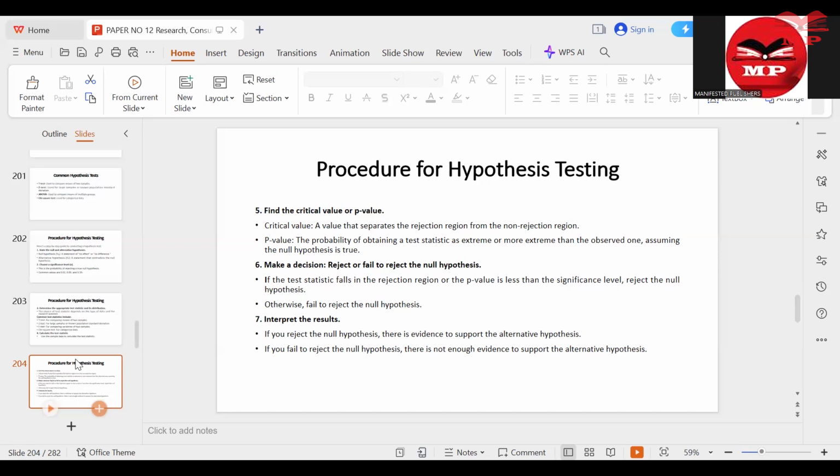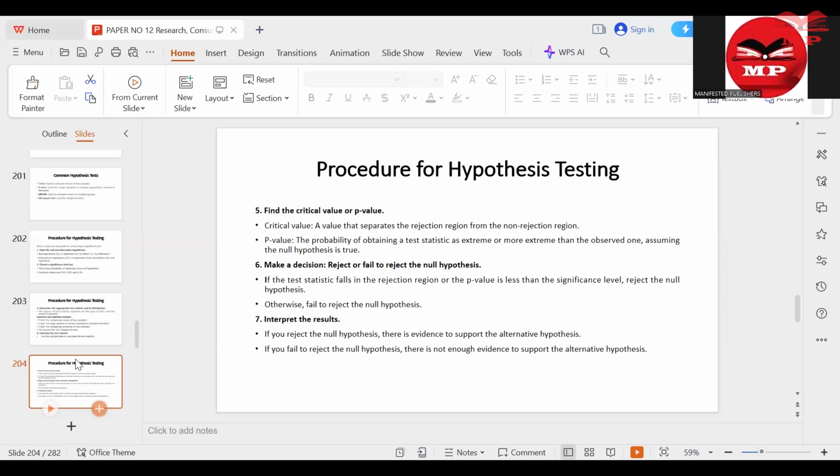Step 6, make a decision, that is, reject or fail to reject the null hypothesis. If the test statistic falls in the rejection region or the p-value is less than the significance level, reject the null hypothesis. Otherwise, fail to reject the null hypothesis. Then step 7, interpret the results. If you reject the null hypothesis, there is evidence to support the alternative hypothesis. If you fail to reject the null hypothesis, there is not enough evidence to support the alternative hypothesis.